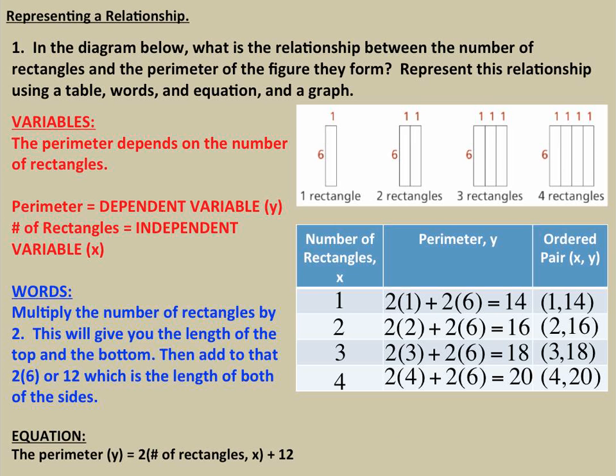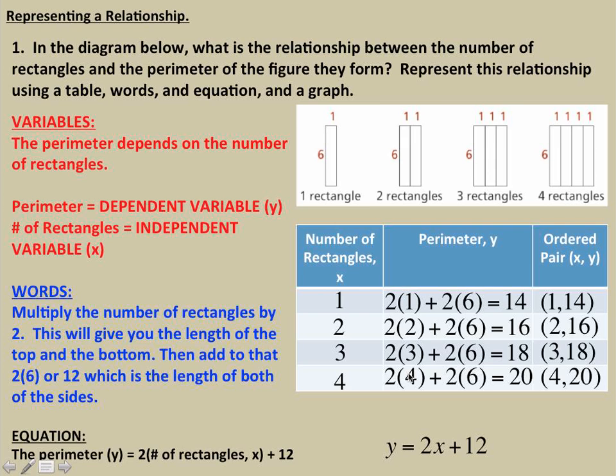All right, and then if you wanted it in symbols, y equals 2x plus 12. Because remember, x was the number of rectangles, y was the perimeter. Perimeter equals 2 times the number of rectangles plus 12. This is your 12 right here. 12, 12, 12, 12. So that was consistent. This is just 2 times the number of rectangles.